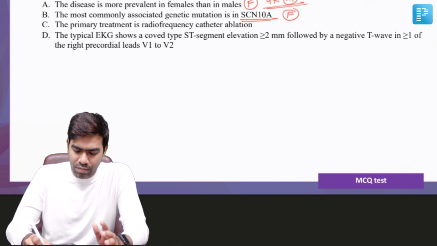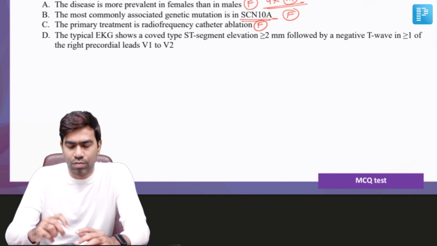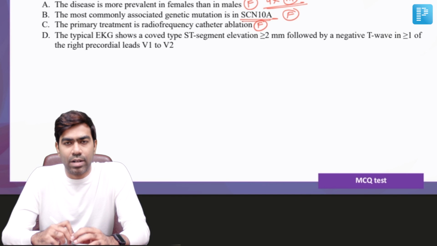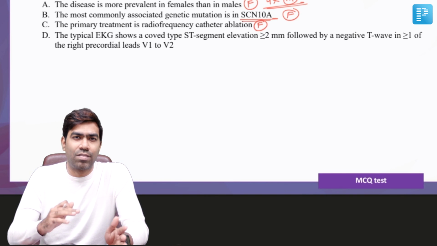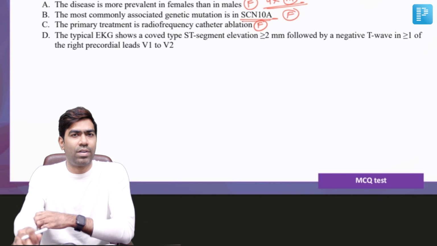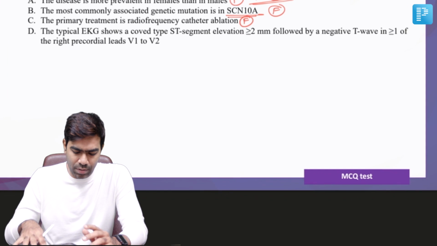The primary treatment is radiofrequency catheter ablation is also a false statement, because the primary treatment is actually ICD implantation, that is implantable cardioverter defibrillator, and not RFA, even though some newer studies say that RFA is also an effective treatment option, but definitely is not going to be the first line treatment option.